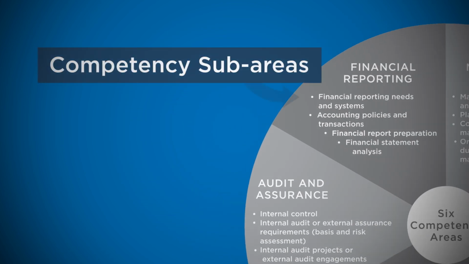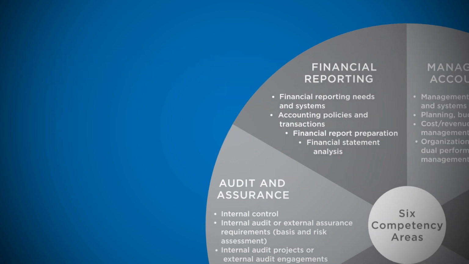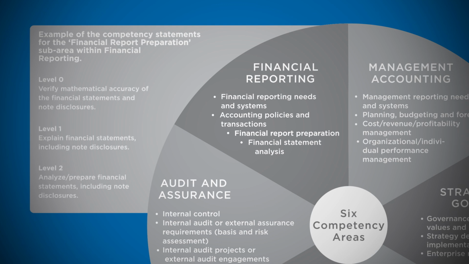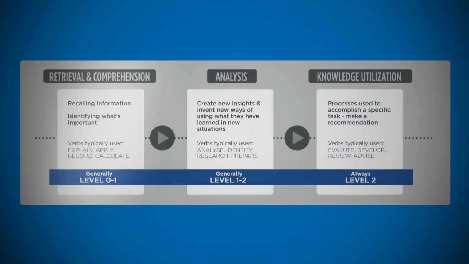Each area comprises 3 or 4 competency sub-areas, with each sub-area having specific competency statements that are defined by proficiency levels from level 0 through to level 2. Here is an example of the competency statements for financial report preparation competency sub-area. As experience progresses, technical competencies develop along this continuum, typically beginning with level 0, confined to routine tasks, and building to level 2, characterized by increasingly complex and/or less routine work done with more autonomy.